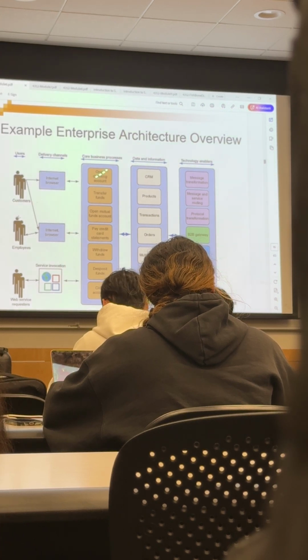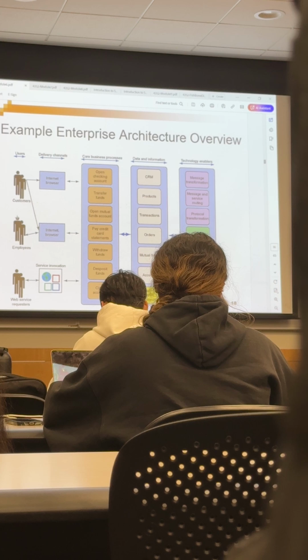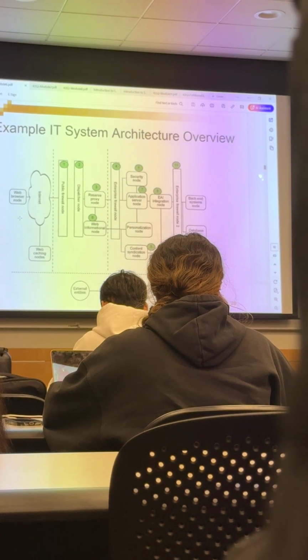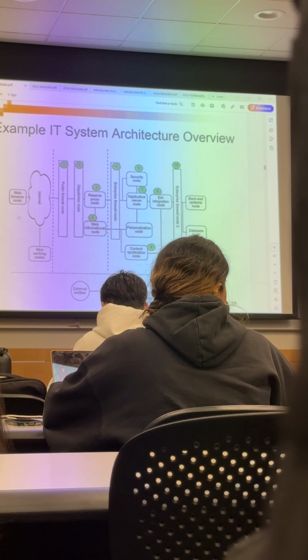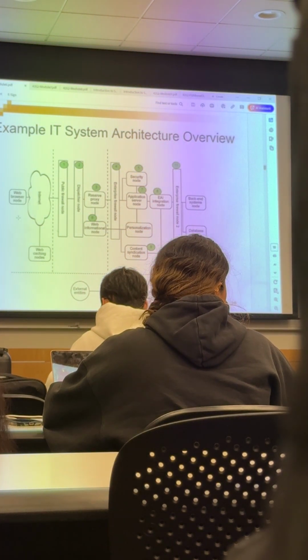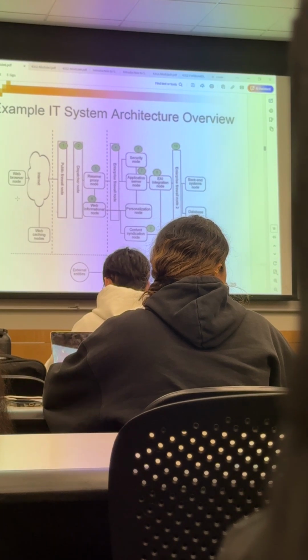So this is an example of enterprise architecture overview, which is part of this artifact. This is an example of layered architecture overview at a very high level. And then this is the IT system, which shows the different nodes that include firewall nodes, the various server nodes, proxy nodes, then browser nodes, etc.